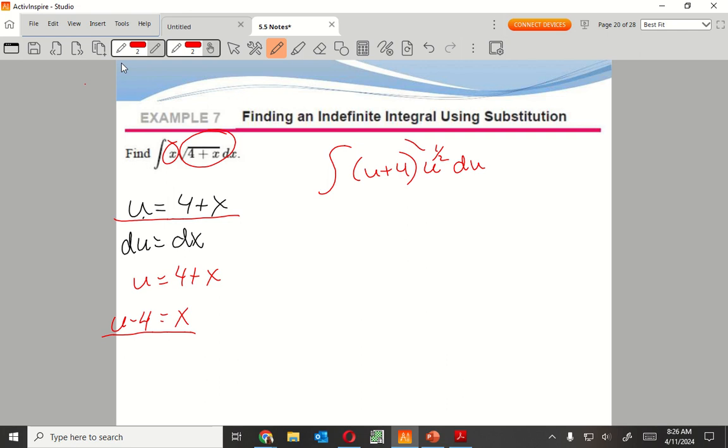Distribute. Can't see that? Distribute it. So that's going to give me u to the, no? Well, this is 1 right here, right? So isn't this just 2 over 2? 3 over 2. So u to the 3 over 2 plus 4 u to the 1/2. Ah, wow, that's horrible.